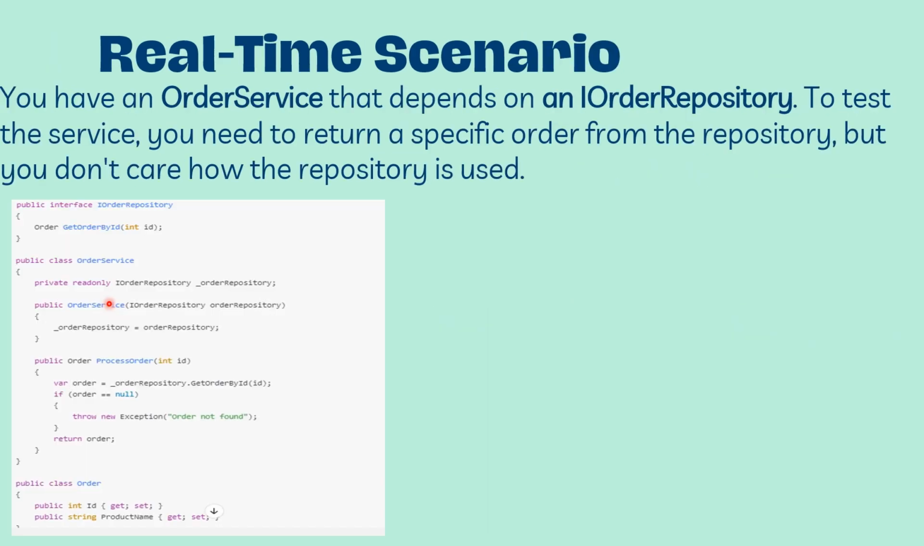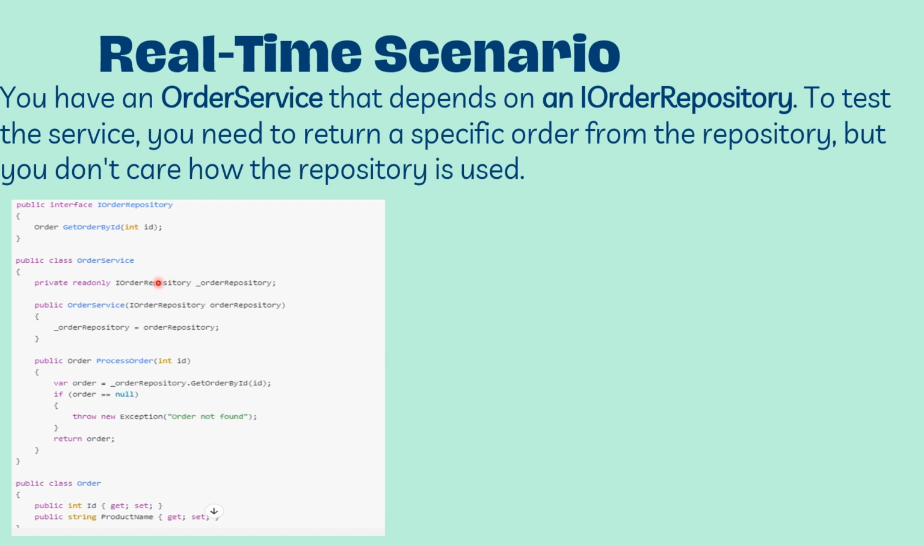So let's consider a real-time scenario where you have an order service that depends on the IOrderRepository. You need to test this service, right? If you see here, we have an order repository with get order by id, and then we have an order service which injects the order repository. If you are not aware, a repository is basically a design pattern where all the data access has to happen through the repository. So the repository is responsible for all CRUD operations with the database.